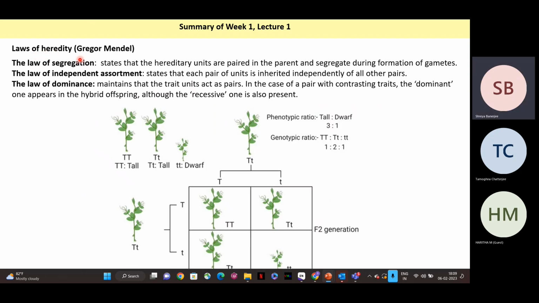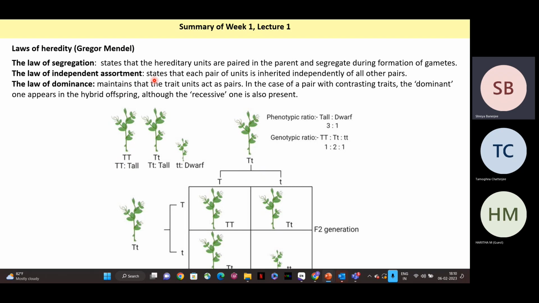Then in the first class, Sir had talked about the laws of heredity by the father of genetics, Gregor Mendel. The first law was the law of segregation, which stated that the hereditary units are paired in the parent and segregate during formation of gametes. So basically, this is the tall pea plant, which had the genes capital T, which stand for tall. And this is the dwarf plant with small t. So there are 2 gametes, and they are splitting up while forming the offspring.